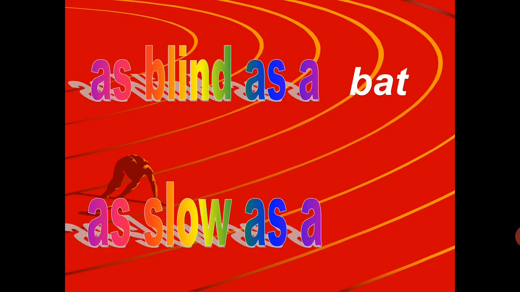As blind as a bat. With the bat we play, but here we are not talking about a cricket bat, but we are talking about a bird. So the blindness is compared to a bat. Now as slow as a snail. When we compare something lazy, something slow, we compare it with a snail.